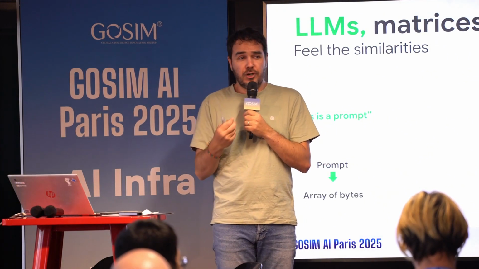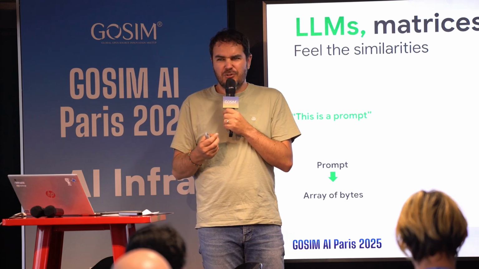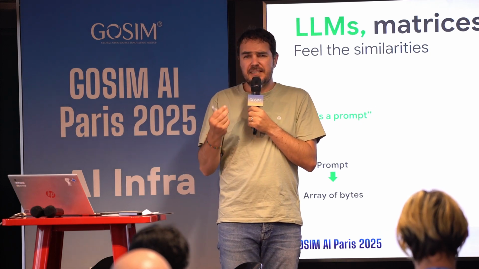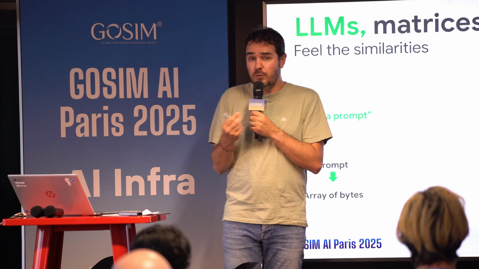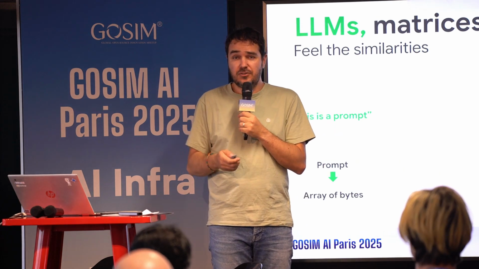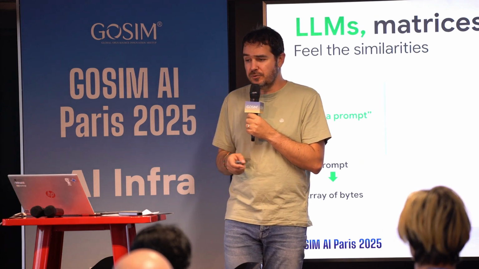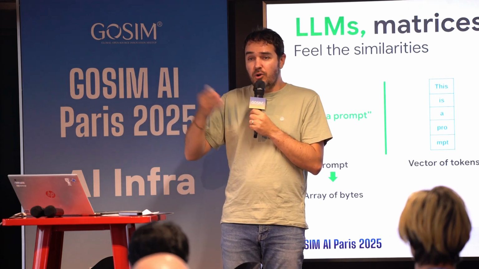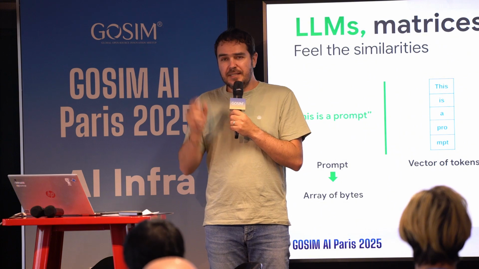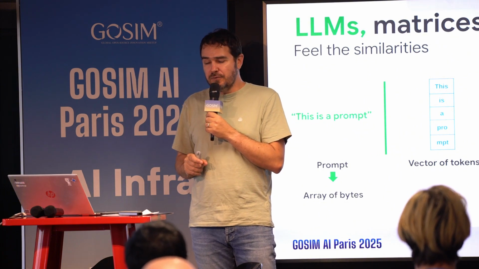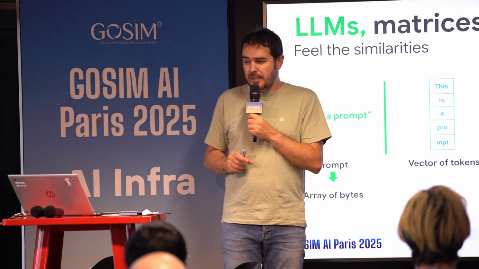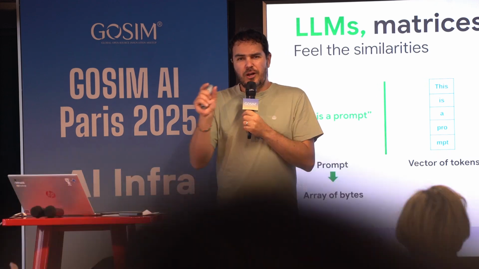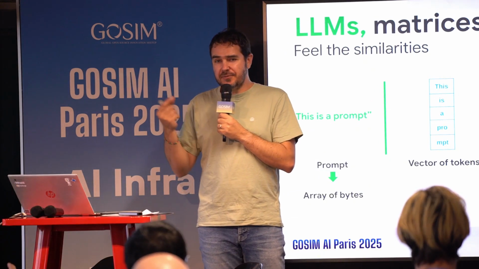Here, for a computer, it is an array of bytes. But an array of bytes is meaningless for the computer. So what will your LLM do? The first step is to tokenize your prompt. And you have something like this. Yes, you have an array of tokens. But again, in each part of this array or vector, you have an array of bytes. Again, it's meaningless for the LLM.